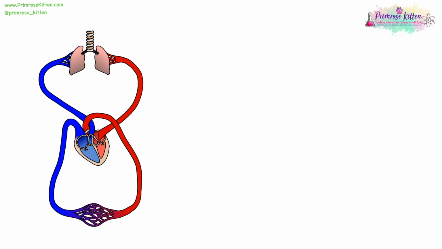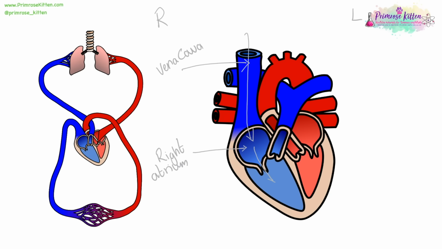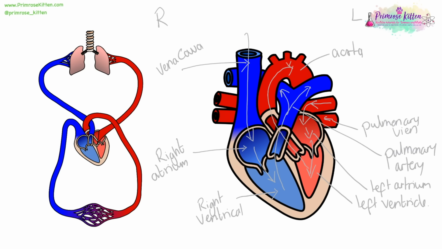Here we have a cardiovascular system, and it's a double system. The blood gets pumped from the heart to the lungs, goes back to the heart, and then gets pumped around the rest of the body. If you see a picture of the heart, the first thing you do is write right and left on there. We have our vena cava, where the blood enters. It goes into the right atrium, down through a valve into the right ventricle. From the right ventricle, it goes up and to the lungs via the pulmonary artery. It comes back into the heart via the pulmonary vein, into the left atrium, into the left ventricle, and then is pumped to the rest of the body via the aorta.